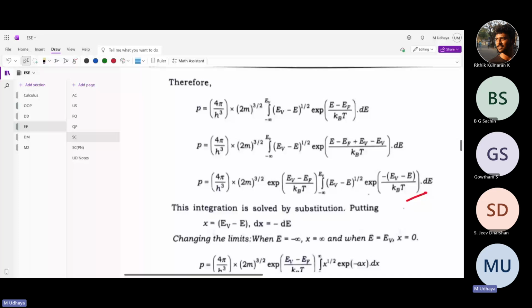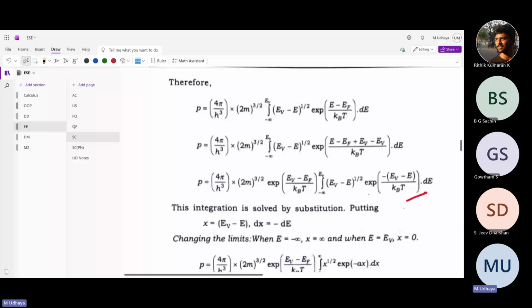So we were here, right? 4π (2πmkT/h²)^(3/2) e power (Ev minus Ef). Why did we do this? Again, we were here at Ev minus E. I want to put it into that root x e power something format. To give this format, I have to add Ev and subtract Ev. Then you will only have E minus Ev, which you can take as minus of (Ev minus E). So root of (Ev minus E), e power minus of (Ev minus E) by kT. Beautifully, this is of the format root x e power minus ax dx.